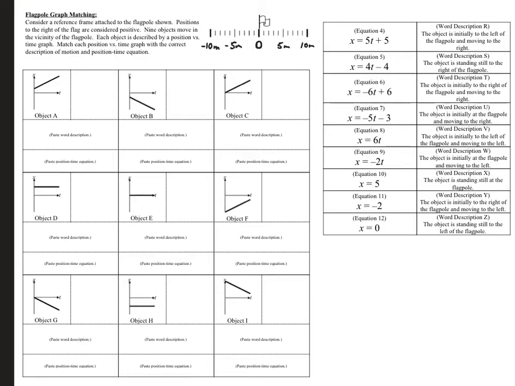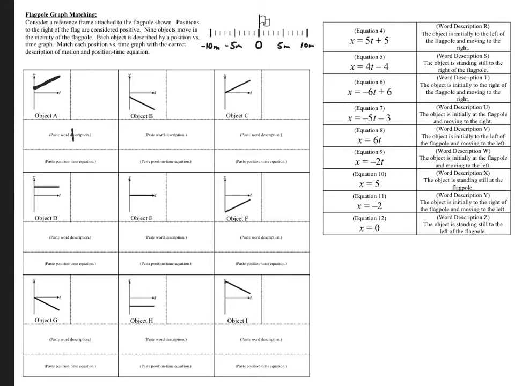But the numbers really don't matter for us, for this one specifically. We're just trying to match it to the correct description of motion and an equation that could possibly go with this graph. So let's look at object A. Object A starts at a positive position, which is to the right of the flagpole. So if I'm looking for a description, if it says initially to the left, I know that description is not right. So it is starting to the right, and which way is it moving? Well, this graph is sloped upward, so it must be moving in a positive direction to the right. So it starts to the right, and it also moves to the right. So that looks like word description T.